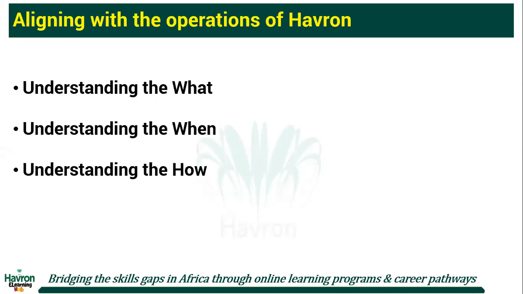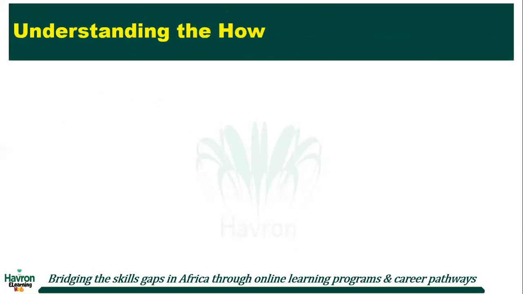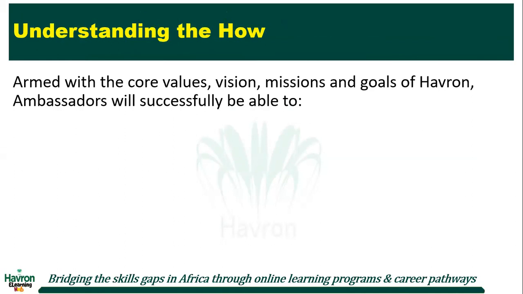Then we need to understand how the courses are run, how you will enroll, how you will advertise for these courses, how you will pay. So we are going to discuss more on the how. Understanding the how. Now, when an ambassador is armed with full understanding of the core values, the vision, the missions, and goals of Havron, you will be able to successfully do the following.